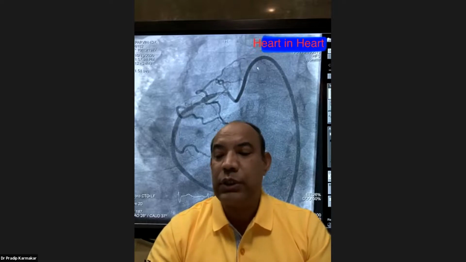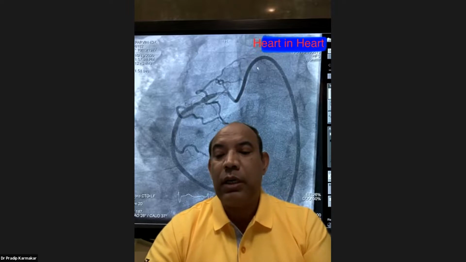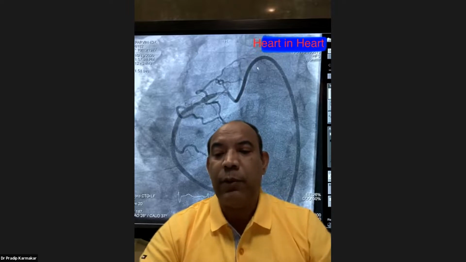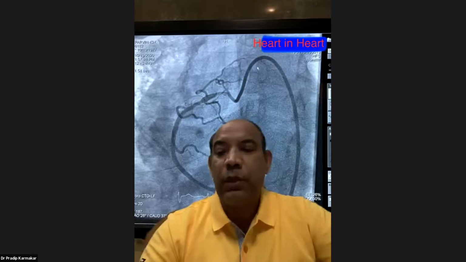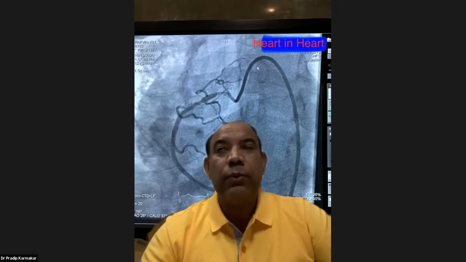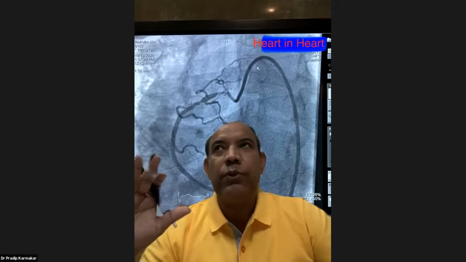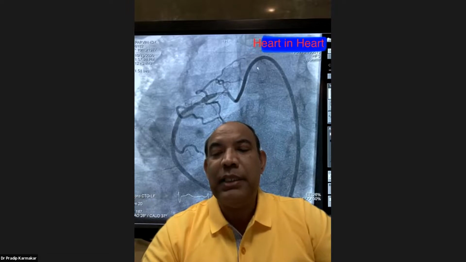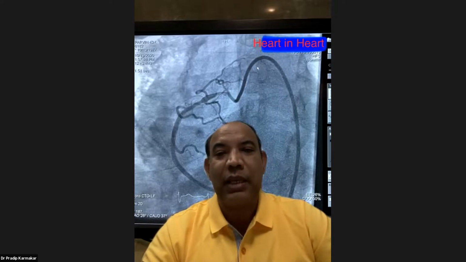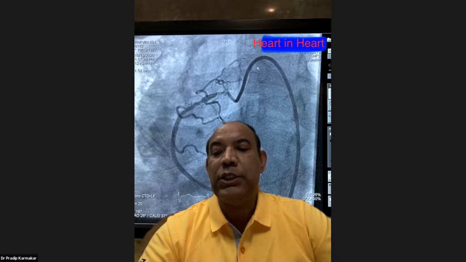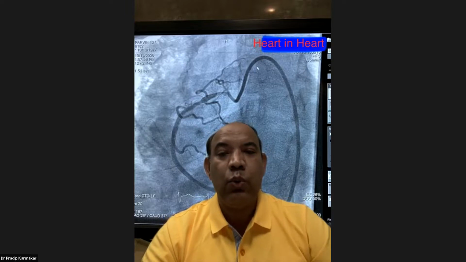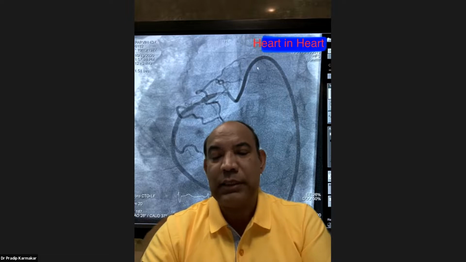I have a few questions. Recently, the European Bifurcation Club declared that in distal left main bifurcation stenting, when we are doing the crossover stent, then the LCX ostium should be opened up by the balloon. What is your opinion and experience?